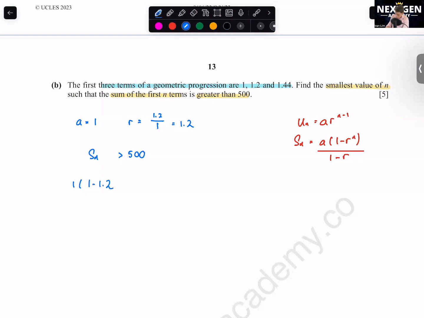1 minus 1.2 to the power of n over 1 minus 1.2 is more than 500.